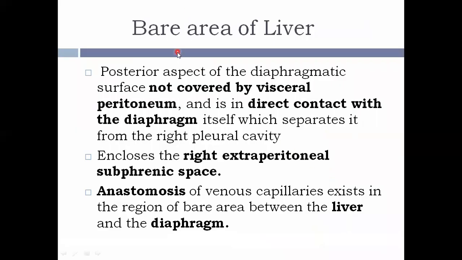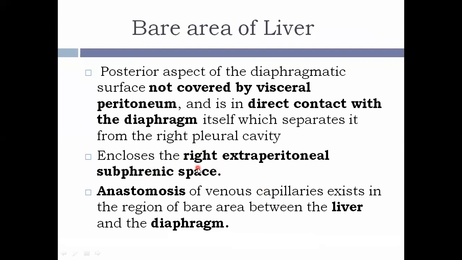Then bare area of the liver. So what is this bare area of the liver? As we saw in the earlier slides, the bare area of the liver is present in the posterior aspect of the diaphragmatic surface. So this area is not covered by the peritoneum. So what is its result? It is in direct contact with the diaphragm, which separates it from the right pleural cavity. So this bare area of the liver encloses the right extraperitoneal subphrenic space.